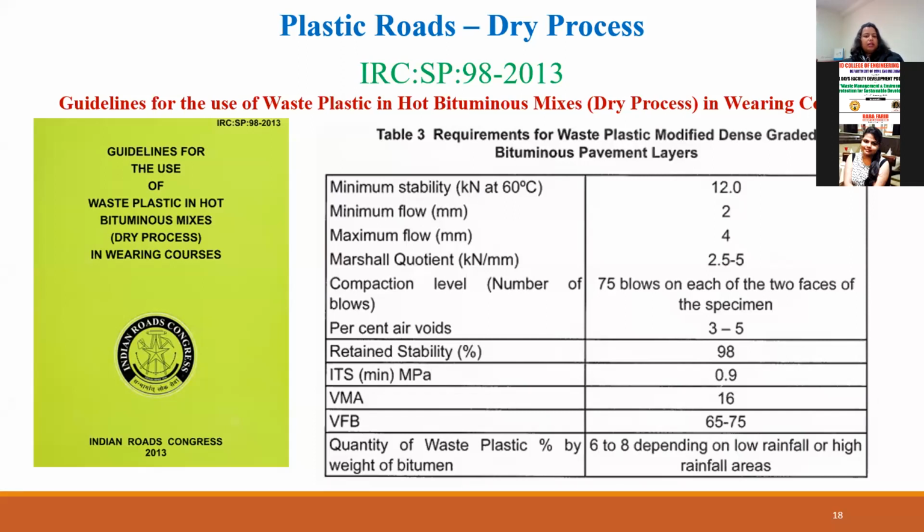And 6 to 8 is the percentage of replacement of bitumen, depending on low rainfall or high rainfall. So the rainfall, so if you're doing it in an area like Assam, maybe, or maybe an area like in the Himalayan ranges, cities, they have the freeze and thaw action with the snowfall.